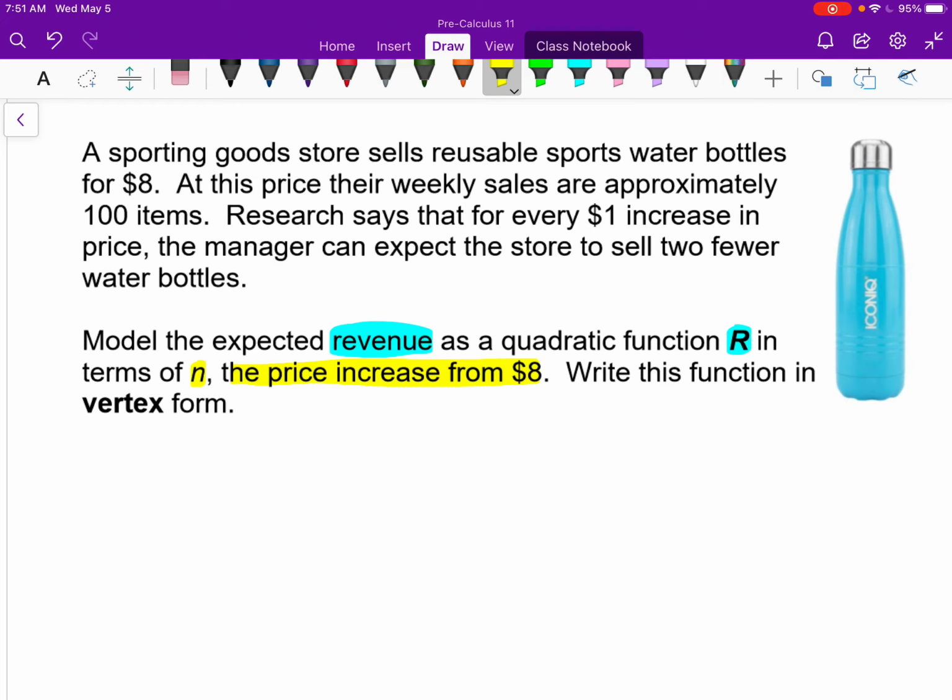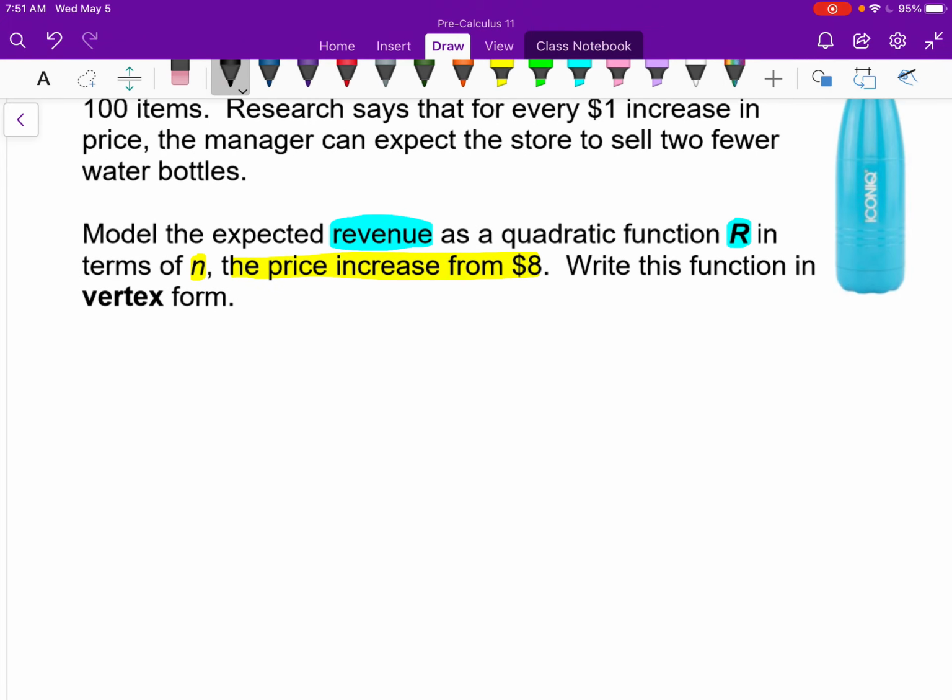All right, so first, what is revenue again? Revenue is not profit. Revenue is a fairly simple idea. Revenue is just all the money that comes in. Profit is much more complex, because you have to take away all the costs. But revenue is the same as just the price per item, which is currently $8, times the number of items sold, which is currently about 100 a week.